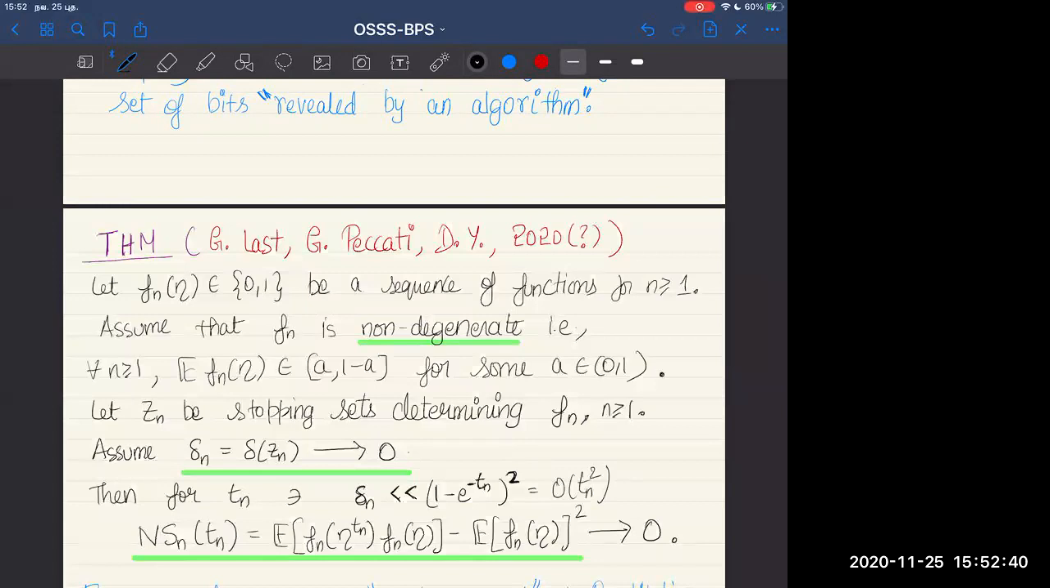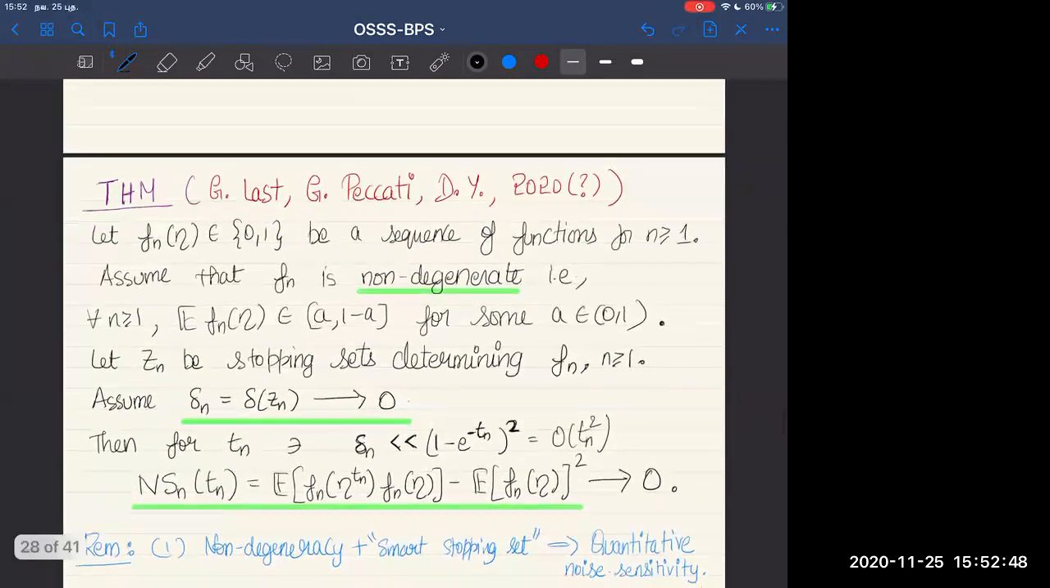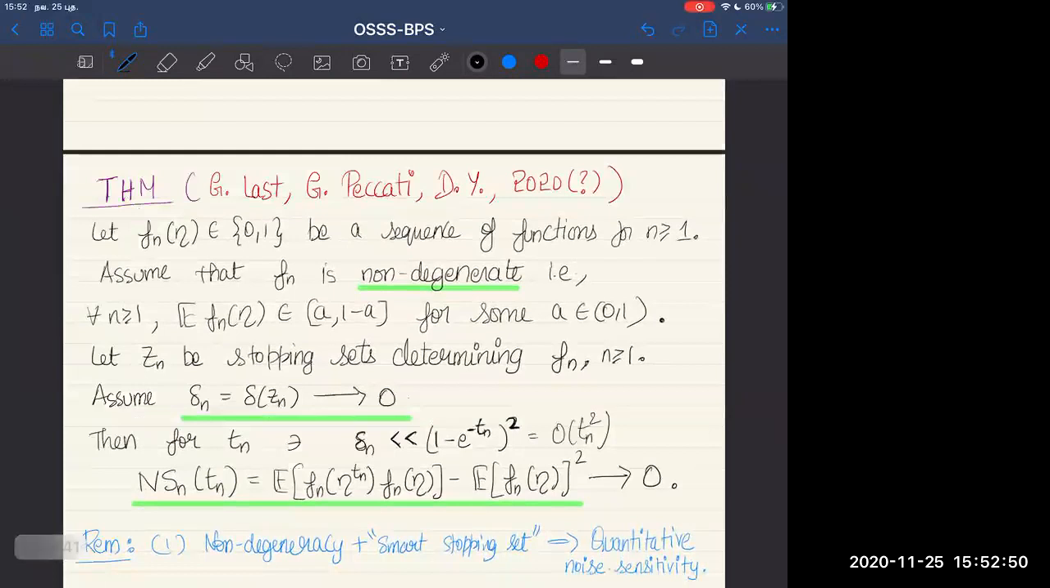Okay, so this makes the proof of noise sensitivity. To show noise sensitivity, you need only two things: non-degeneracy and a smart stopping set. At the moment, there is really one stopping set construction. There was originally one smart stopping set construction, which all of us are adapting. And this implies quantitative noise sensitivity.